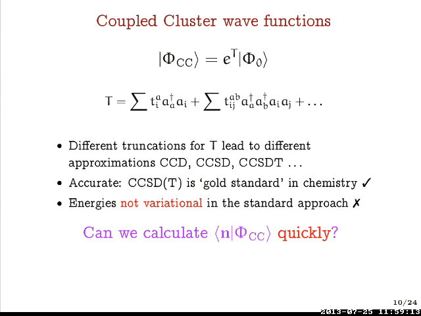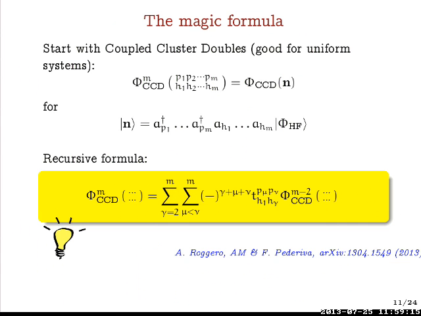Can we calculate these guys quickly? And it turns out you can. There is a trick that one can use to calculate them. I'm showing this here with the coupled cluster doubles, which is at least a good starting point for a uniform system, where you don't have the singles because momentum conservation throws away the singles. So this should be a good starting point for uniform systems. And the basic idea is very simple.